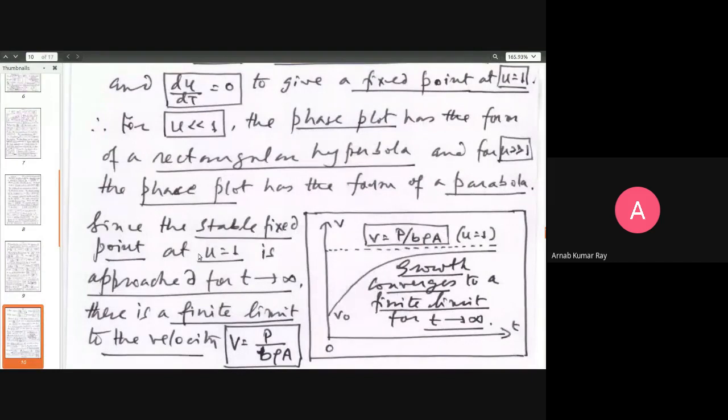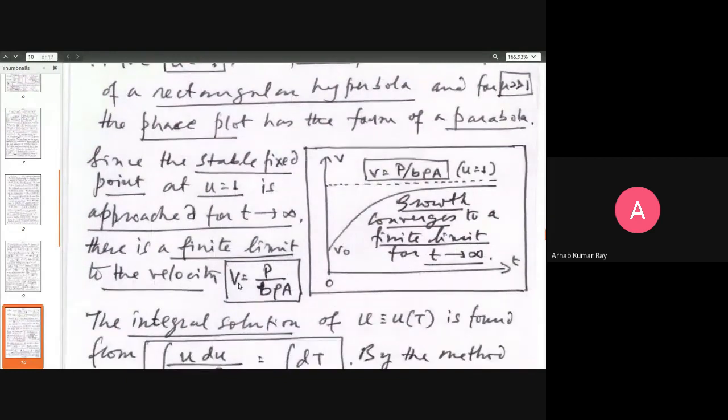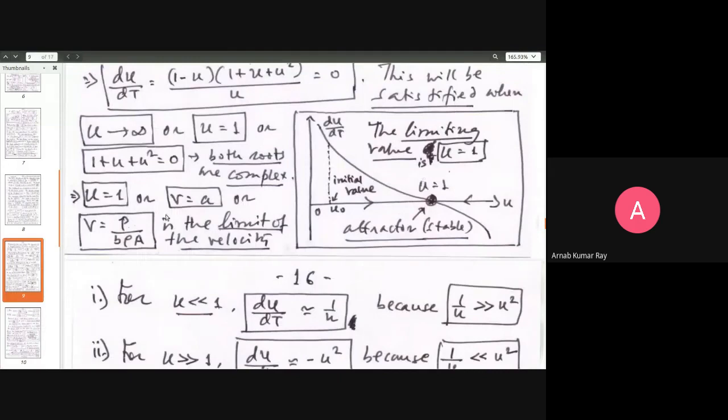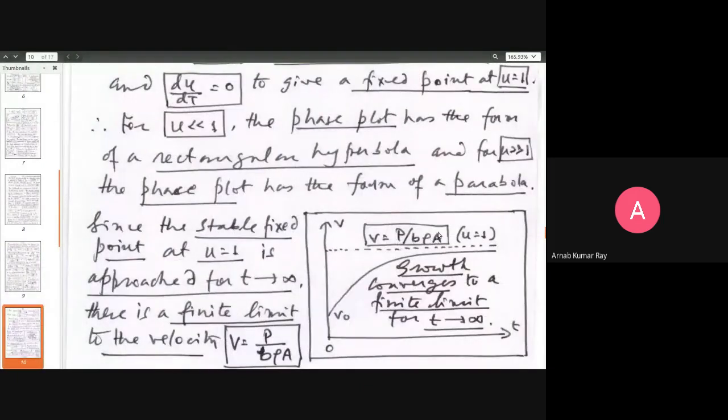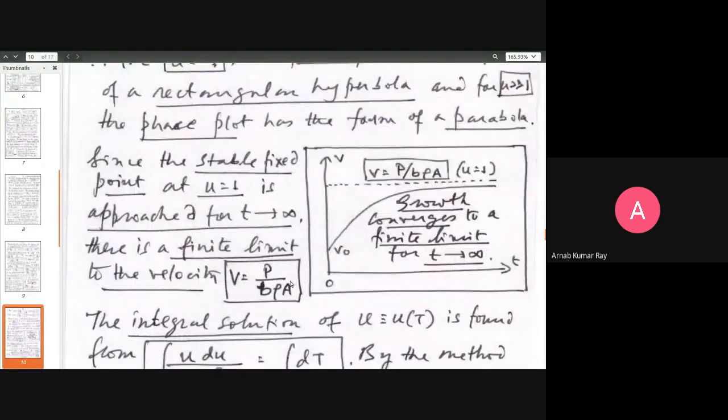Since the stable fixed point at u equal to 1 is approached for t going to infinity, there is a finite limit to the velocity. V is equal to P by B rho A, whole thing raised to 1/3. As I said, at the bottom of page 15, there's a 1/3 power to be put above this. Here in page 16, there's a 1/3 power to be put here and a 1/3 power to be put here. So V is equal to P by B rho A raised to 1/3, for u equal to 1. Growth converges to a finite limit for t going to infinity.